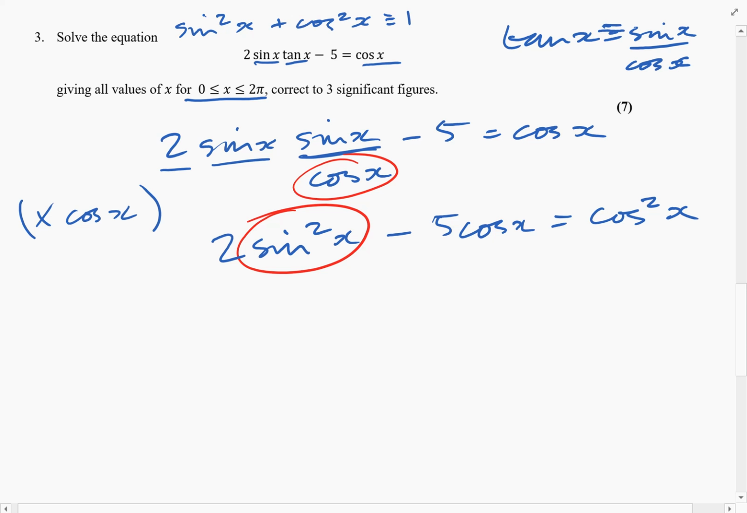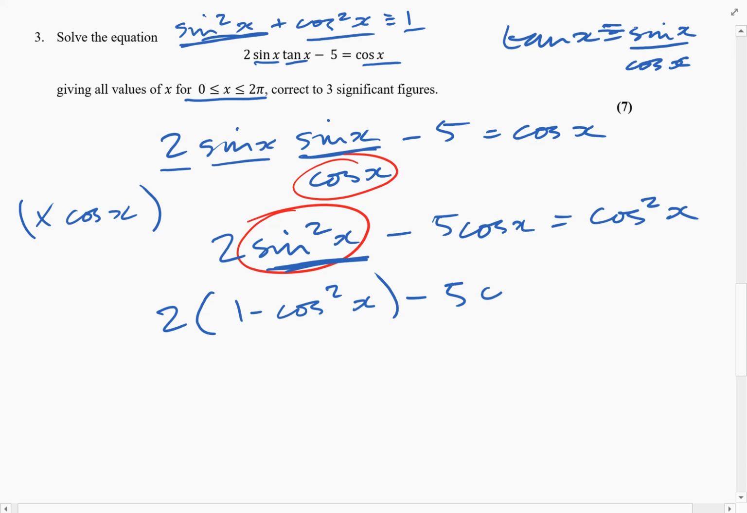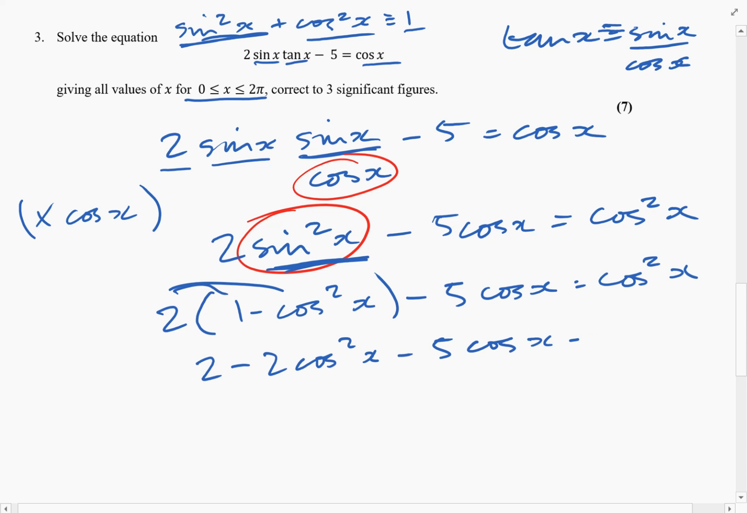So that means that sine squared is 1 minus cos squared. Okay, so this sine squared down here we can replace with 1 minus cos squared x, and that's useful because now everything is in terms of cos. So let's simplify all this. That'll be 2 minus 2 cos squared x minus 5 cos x equals cos squared x.